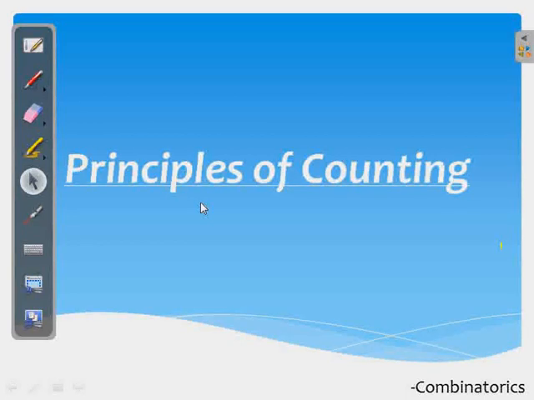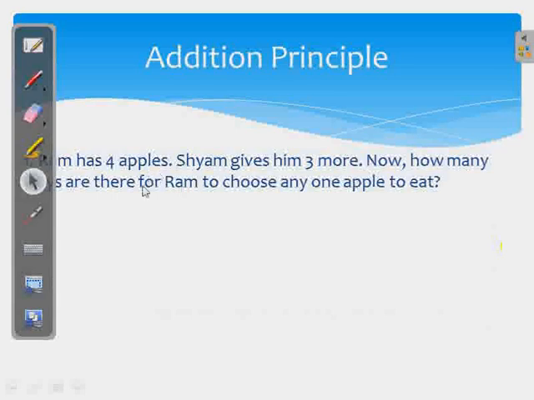So that's counting, and we will mainly have here two principles: addition principle and multiplication principle. And we'll also see some examples or some applications of those principles. Okay, let's start. So first we have addition principle.